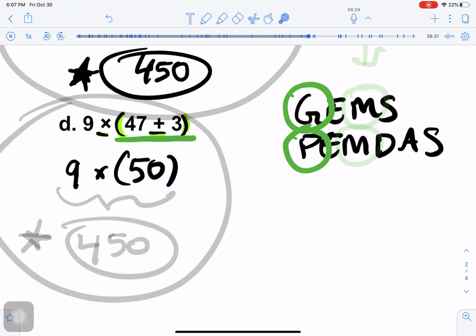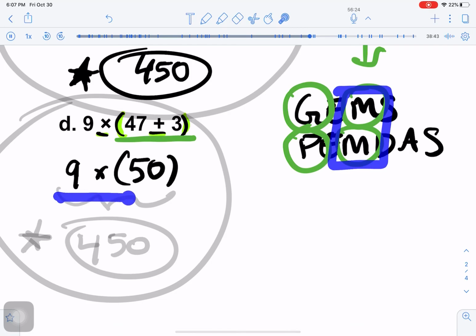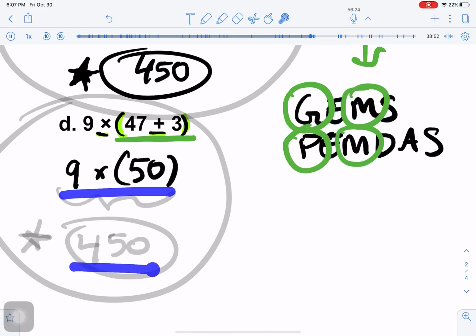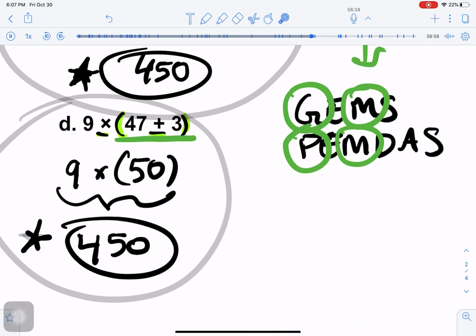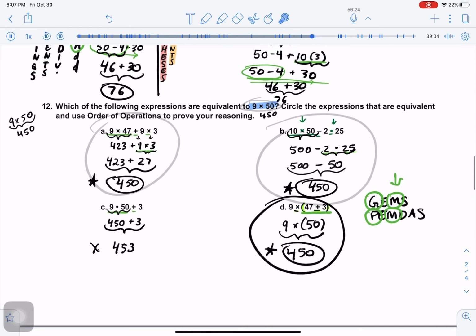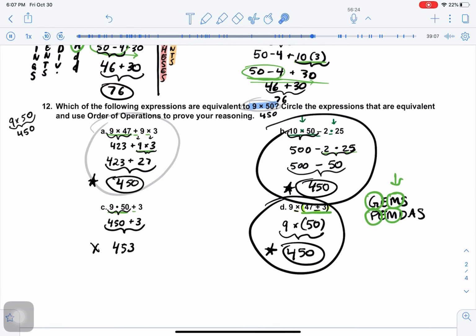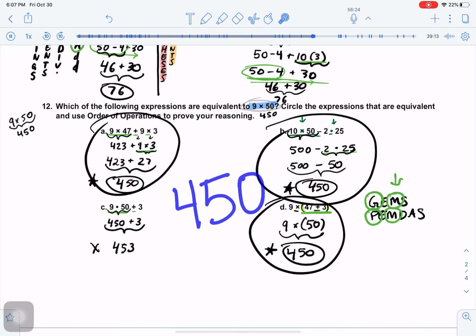I now see that there's only one operation left, which is going to be multiplication. And just to show you, the multiplication did come after the parentheses or the groupings. So we can go ahead and solve for this and do 9 times 50, which gives us 450 as well. So all of these expressions here, D, B, and A, give us an equivalent expression to 9 times 50.